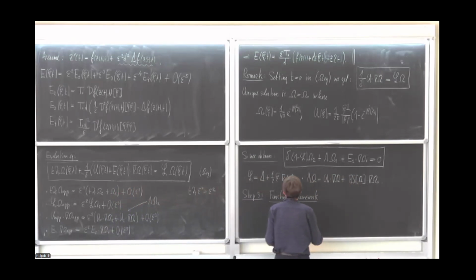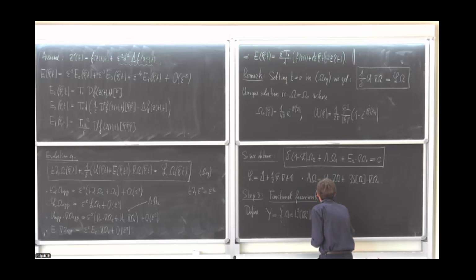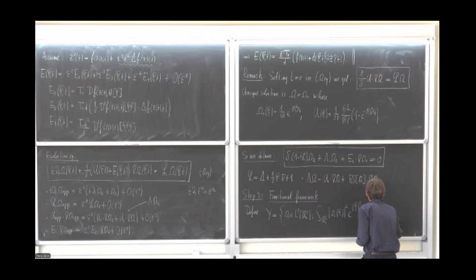So I define capital Y to be the space of all omega in L2 of R2 such that the integral over R2 of omega of psi squared, times e to the psi squared over 4, d psi, is finite.